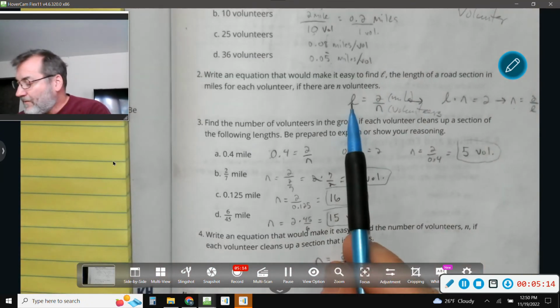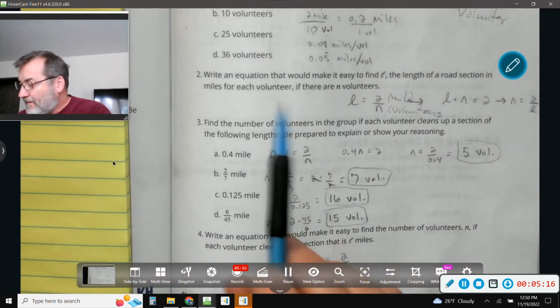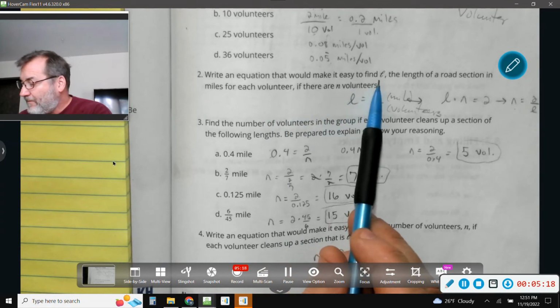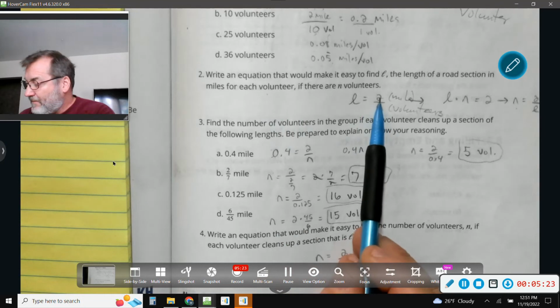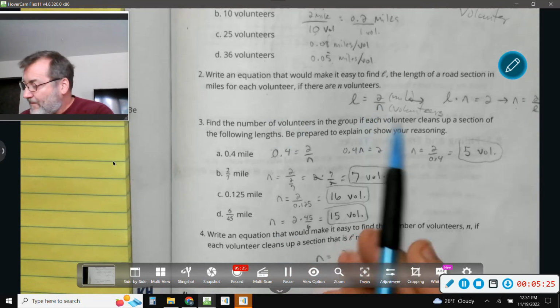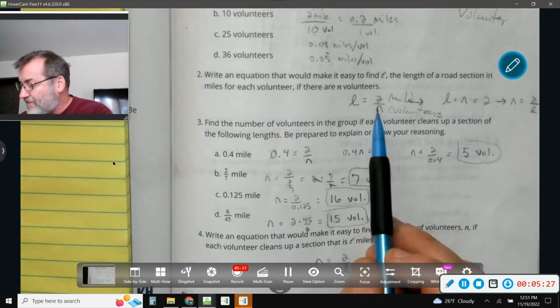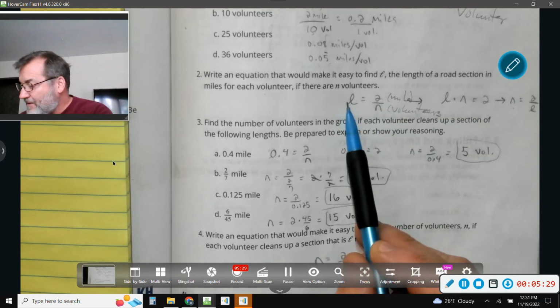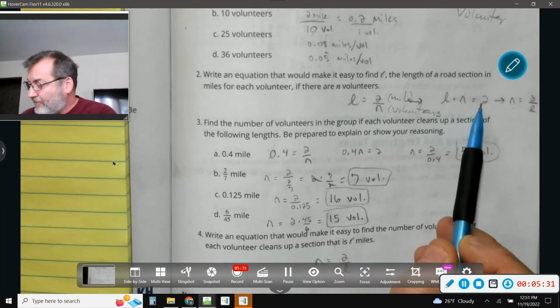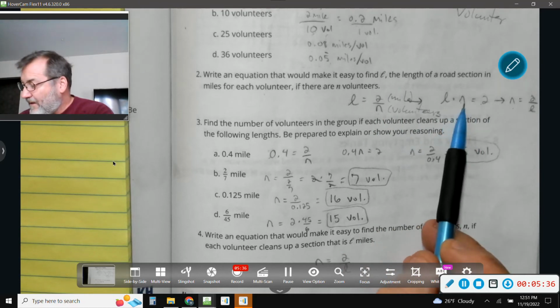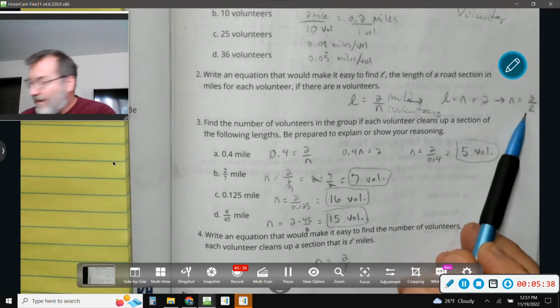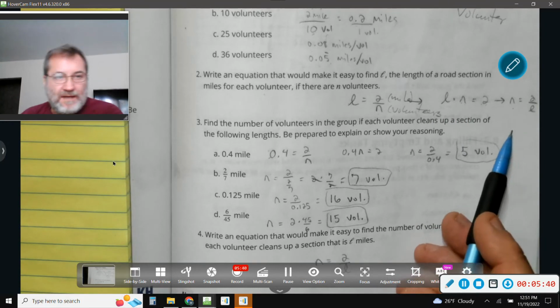So this is what we've got here. The equation to find L, the length of the road section in miles for each volunteer, is L equals 2 divided by n. You can also rearrange this: multiply both sides by n, it cancels on this side and shows up on the other, and that equals 2. You could also take this exact same equation and solve for n, which would be 2 divided by L. So you have 3 versions of the exact same equation.